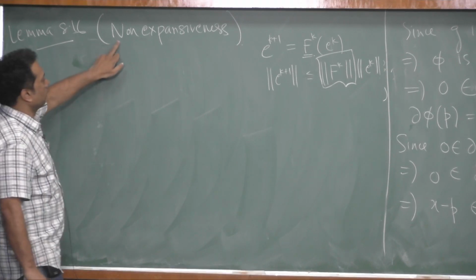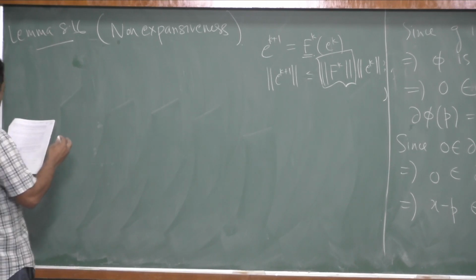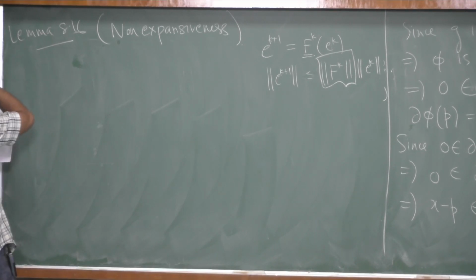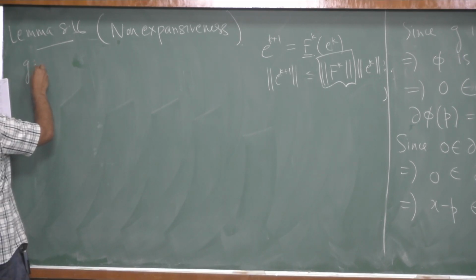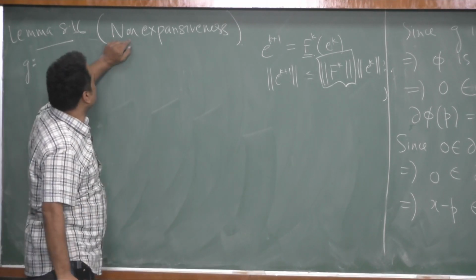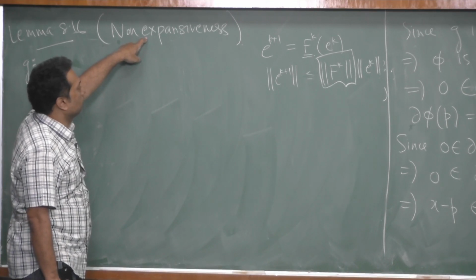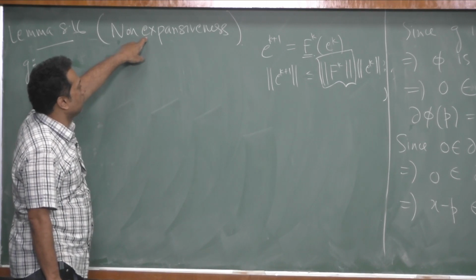So non-expansiveness is defined like this, basically one Lipschitz. So let's see. We will show that the proximal operators are non-expansive. So it may not contract. What this means is that it may not contract, but at least it doesn't expand. So that's why it's called non-expansive. So it will not increase the error.